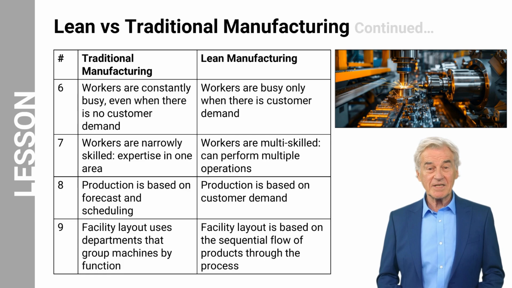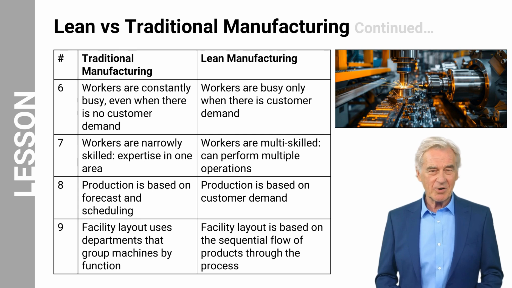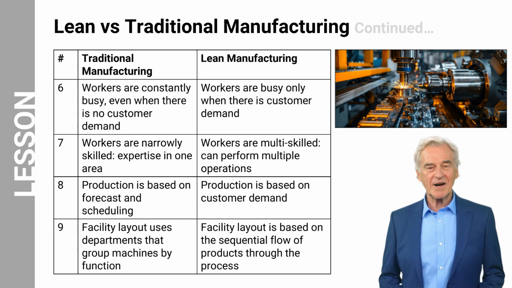The differences between traditional and lean manufacturing extend to workforce management and facility organization. In traditional manufacturing, workers are kept constantly busy regardless of customer demand, and they typically specialize in a single area of expertise. This approach relies heavily on production forecasts and scheduling to determine output levels. The facility layout in traditional manufacturing is organized into departments that group machines by function.